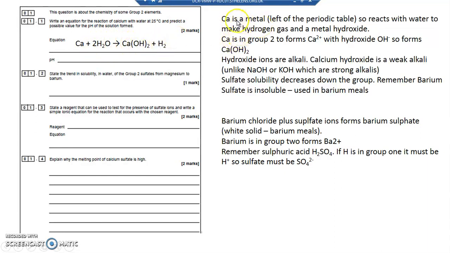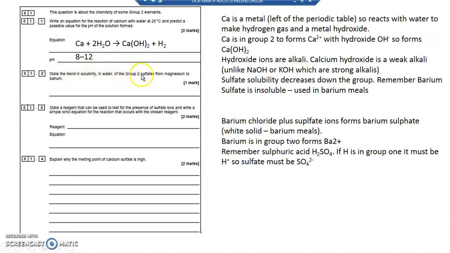So any metal plus water makes hydrogen gas. And to balance it, we'll need 2 waters. Now, a strong base or a strong alkali, something like sodium hydroxide or potassium hydroxide, would have a pH that maybe goes up to 13 or 14. But this is a weaker alkali or a weaker base, so it's going to have pHs above 7, but not up to 13 or 14, something like somewhere between 8 and 12 would get you the mark.